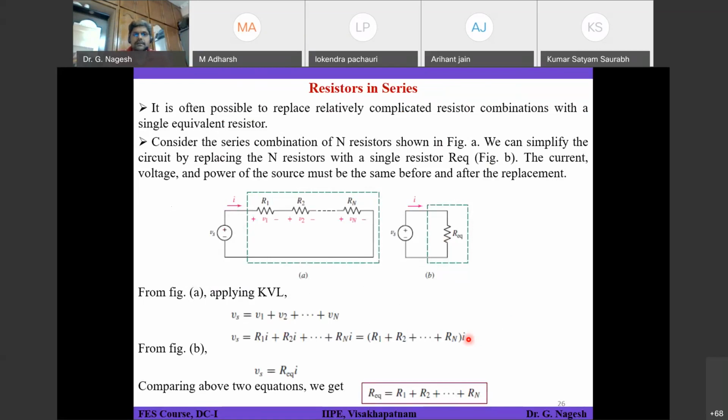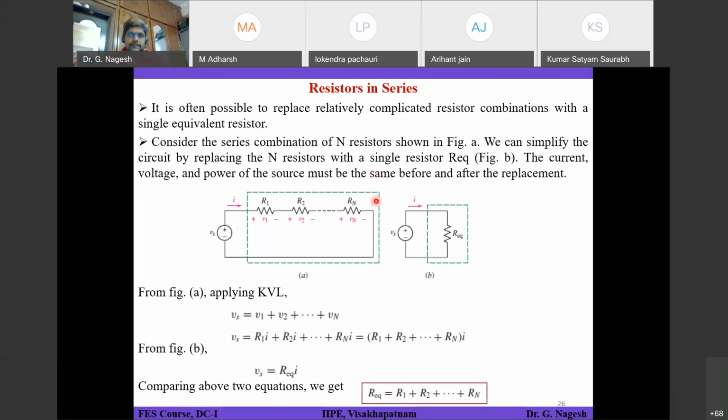Okay. It is often possible to replace relatively complicated resistor combinations with a single equivalent resistor. So what it means is, if you have n number of resistors connected in series, it is possible for us to replace them with one equivalent resistor. Okay. So consider the series combination of n resistors shown in figure A.